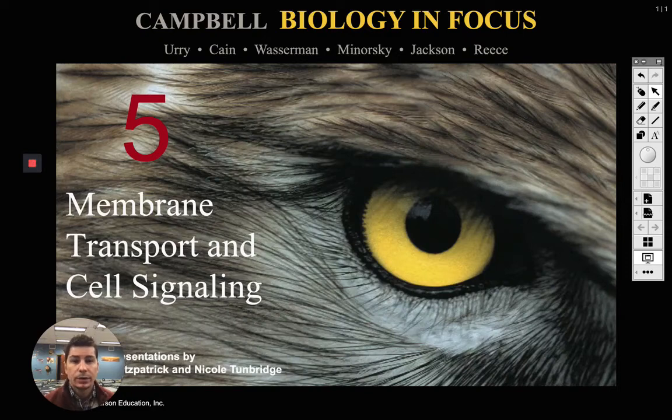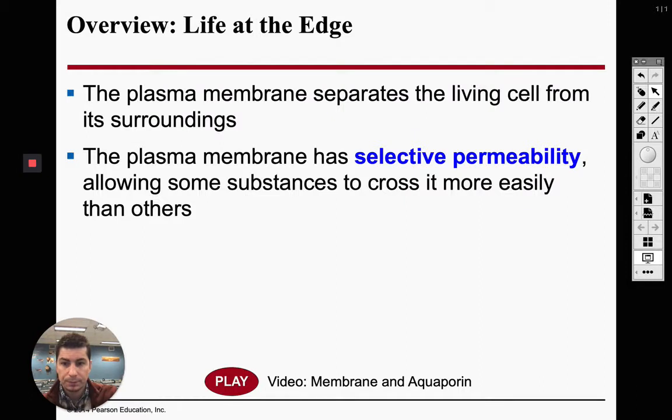Okay guys, today we are going to start chapter 5. This chapter is all on the cell membrane. It's one of my favorite chapters. I think everything fits very nicely together in this chapter, and hopefully we get everything to make sense on how it works. So, like I said guys, this is all about the cell membrane.